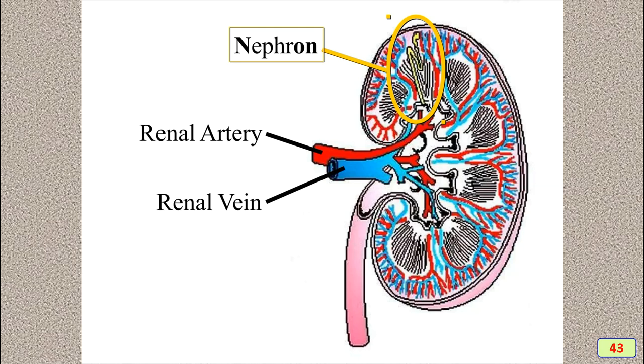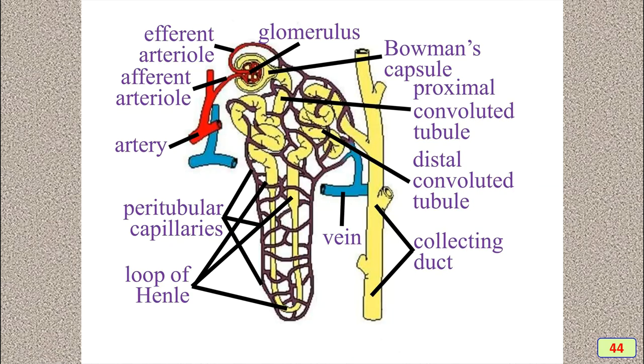Then the structure of a nephron is, suppose this is the nephron which is extending from the renal cortex to the renal medulla, and each nephron is supplied with the renal arteries. Throughout, the blood will go out through the renal vein, and this is the structure of a nephron.